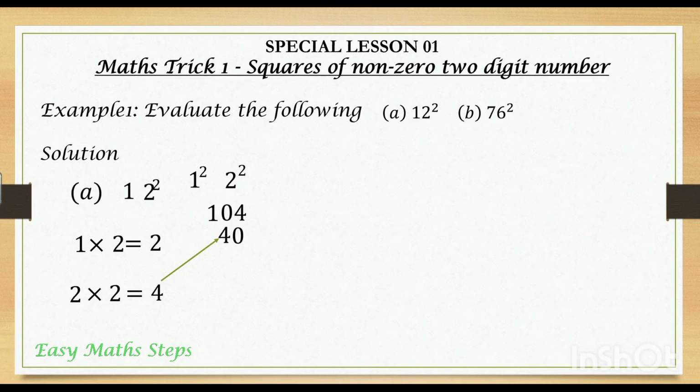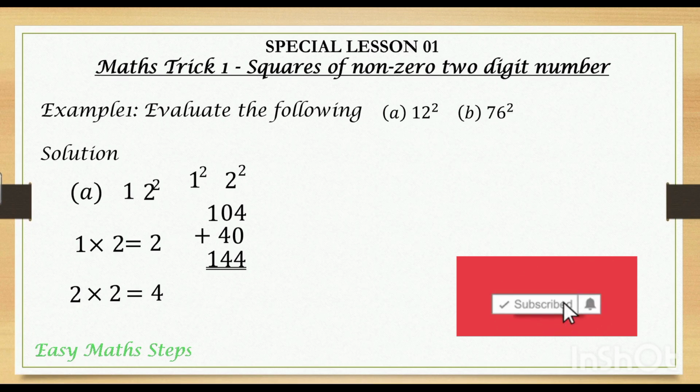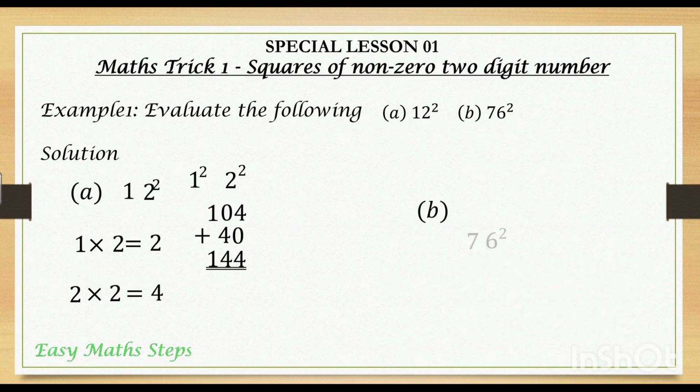So the next step is add the two numbers, which is step 4. Add the two numbers. What do you have? 144. Is that not amazing? It is really, really amazing. Let's proceed straight to example B, example 1B. We have 76. So we're going to follow the same steps.